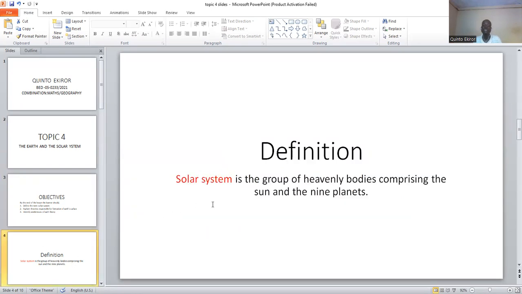Let's now start by the definition. What is solar system? Solar system is the group of heavenly bodies comprising the sun and the 9 planets, even other heavenly bodies. That is solar system. It is a group of heavenly bodies comprising the sun and the 9 planets. Okay, let's proceed after that definition.